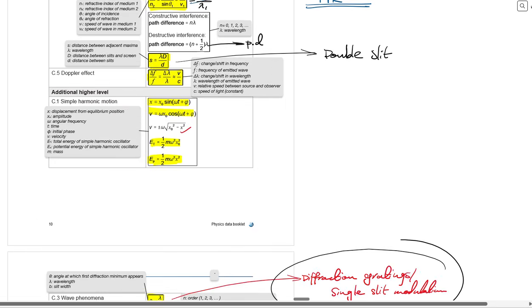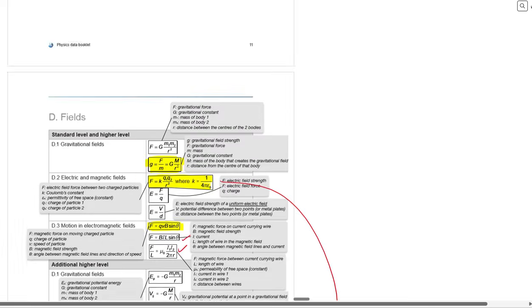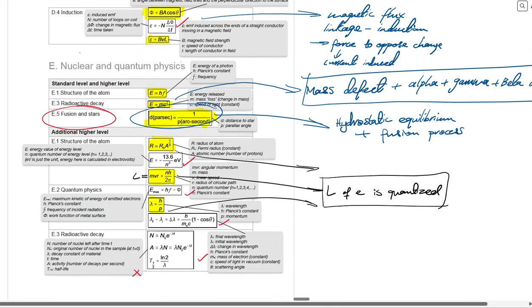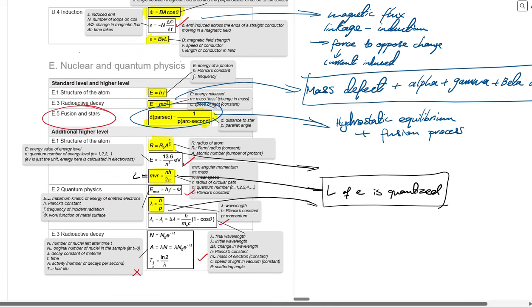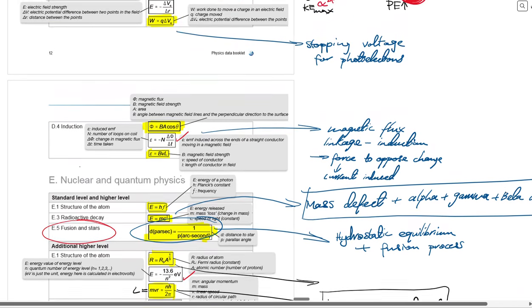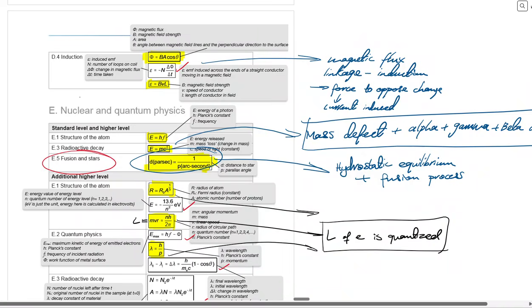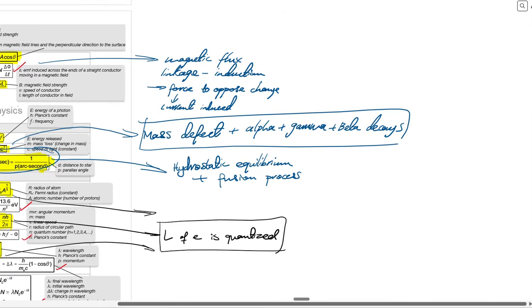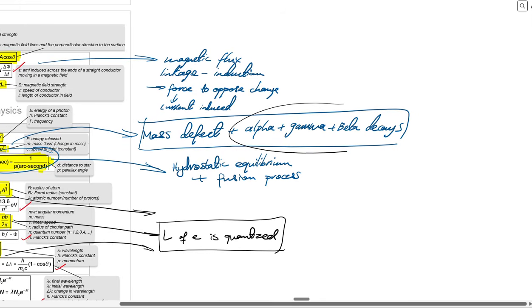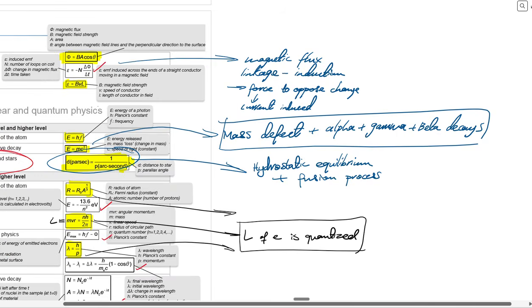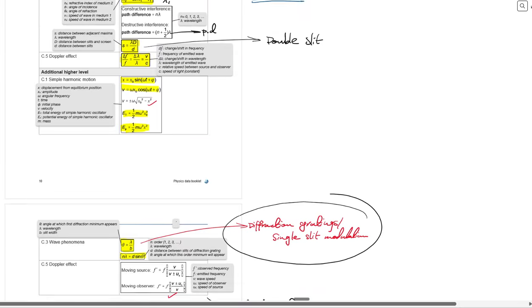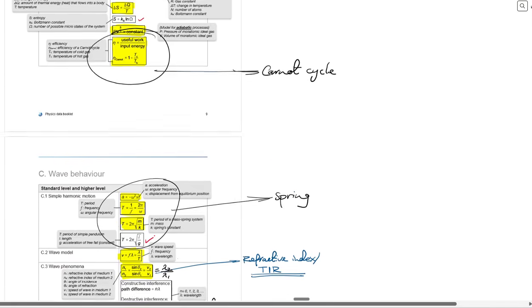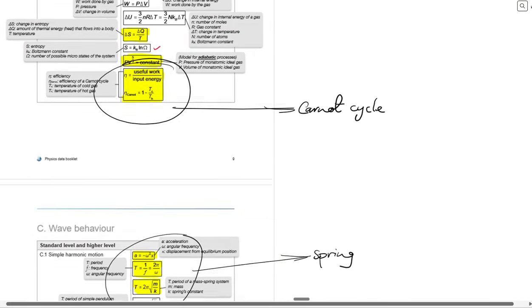And that will be linked to our topic F, right? We'll definitely need a question about this in paper 2. That didn't come up. And our hydrostatic equilibrium, just fusion process. We were not asked about that. Alpha, gamma, beta decays. That is important. Let me go back and finish our C.